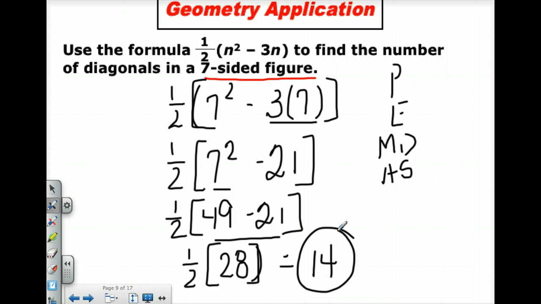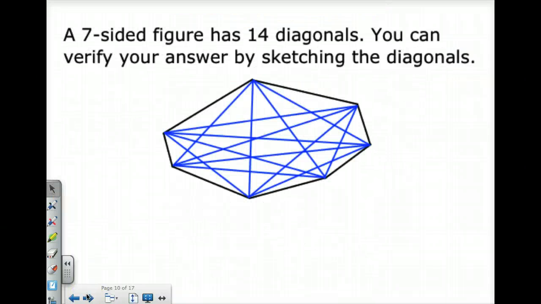Now you can always go ahead and check your answer by drawing a 7-sided figure and drawing all the diagonals and counting them as you go. But we're going to use the math instead.